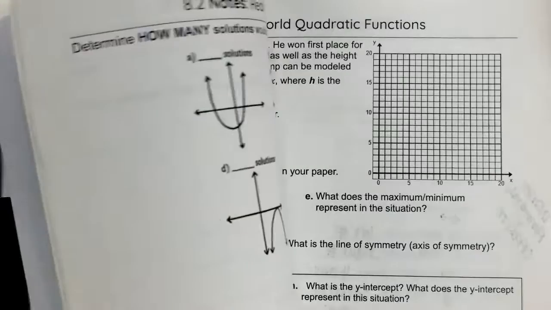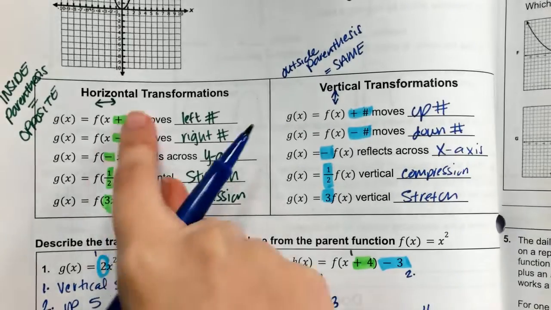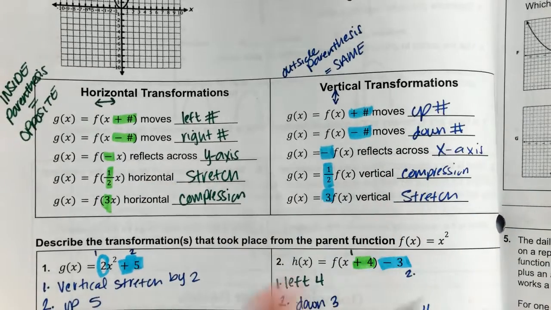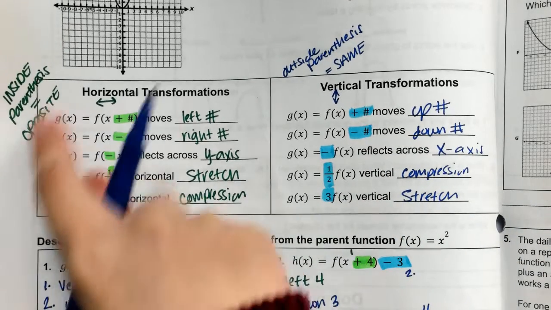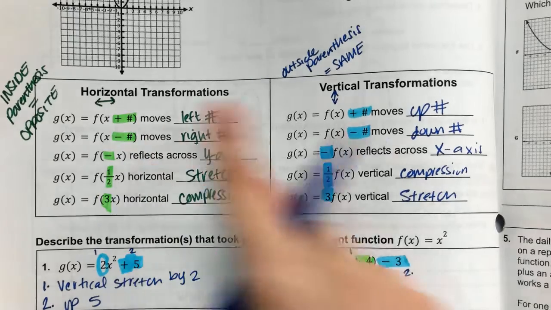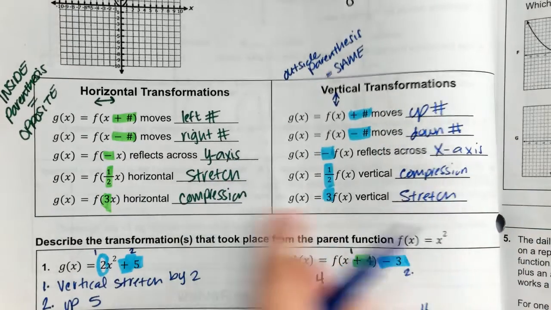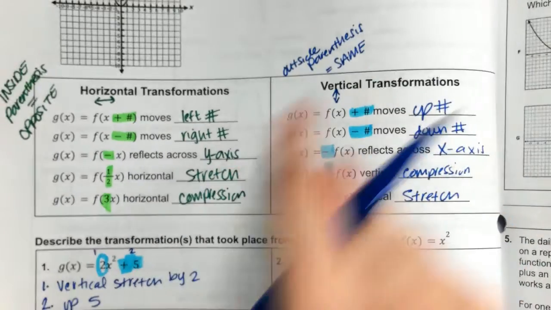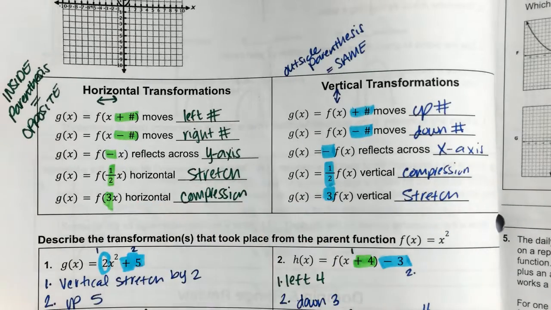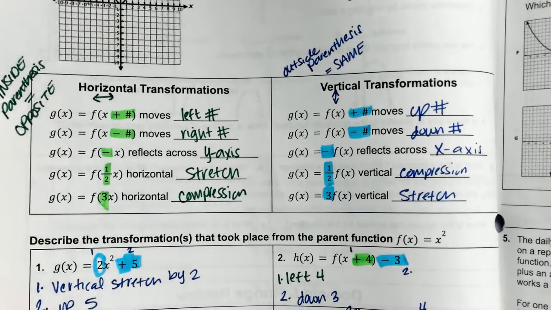Now, don't forget, somewhere in your packet, you should have filled out your 8.3 notes. So you should have this chart filled out somewhere and more or less memorized, at least for the patterns. Inside the parentheses, you're horizontal. Outside the parentheses, you're vertical. Inside is opposite. Outside is the same. So have this more or less memorized, and make sure you have that studied before your test.